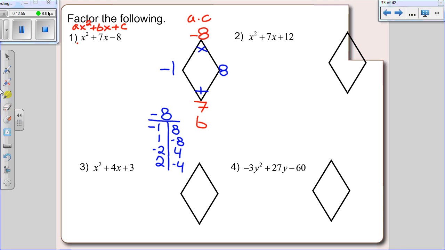The reason we use the diamond method is to help us factor. Anytime I factor a trinomial, I know I'm going to end up with 2 binomials. So I draw in my brackets. I know that's going to happen. I'm also very good at multiplying. So I know that the first term comes from multiplying the first 2 terms together. So 2 things that would multiply to be x squared would be x and x.